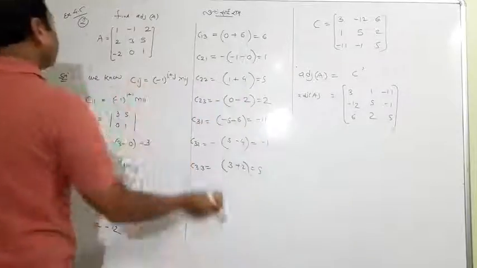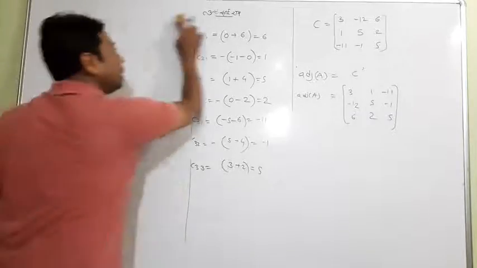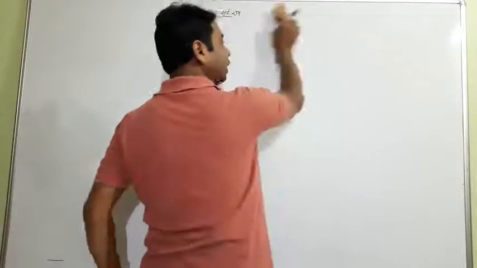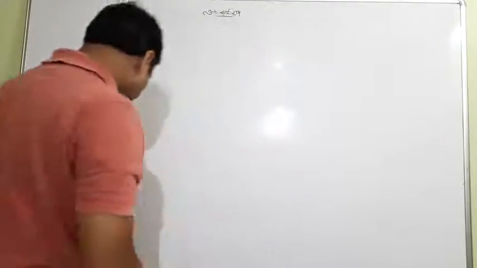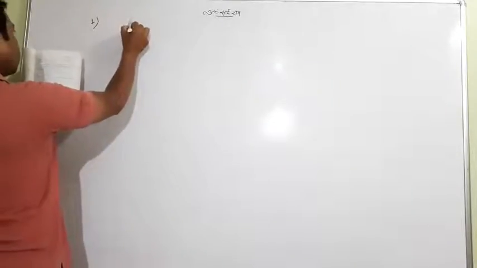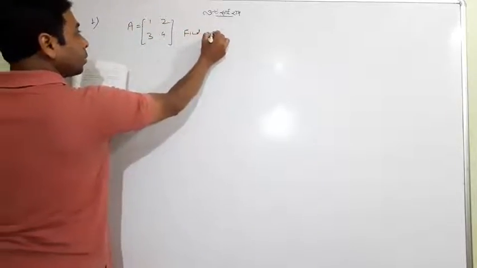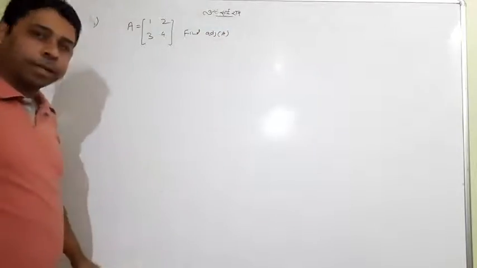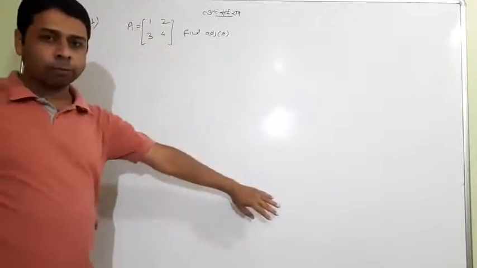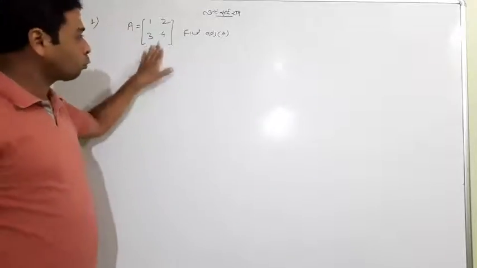Okay, so let's see. This was a 3x3 question. Now I want to take a 2x2 question and tell you one trick for 2x2. Okay, let me take it. Question number 1 of the exercise, and the matrix is 1 2 3 4. The question is to find adjoint A. So this is a 2x2 matrix. For a 3x3 matrix, I have told you the whole work. But for a 2x2 matrix I have a trick. First I want to tell you the whole method.